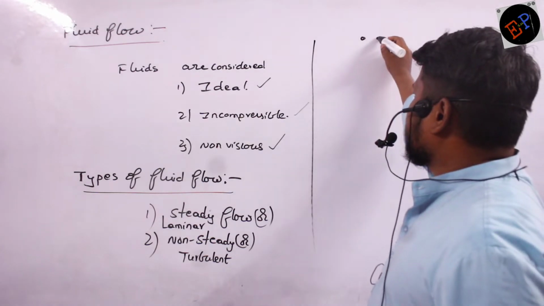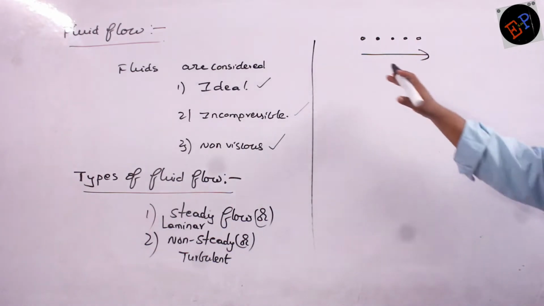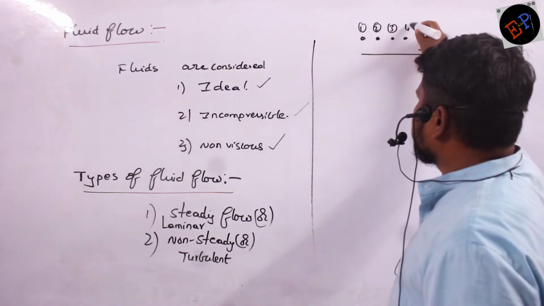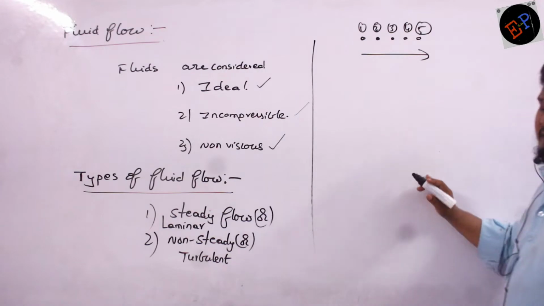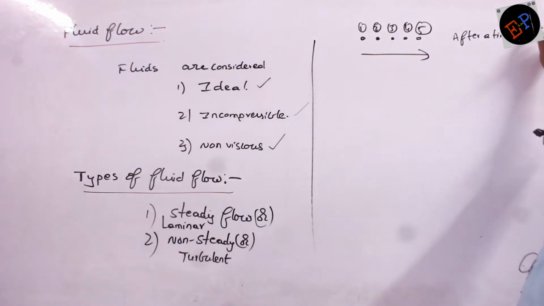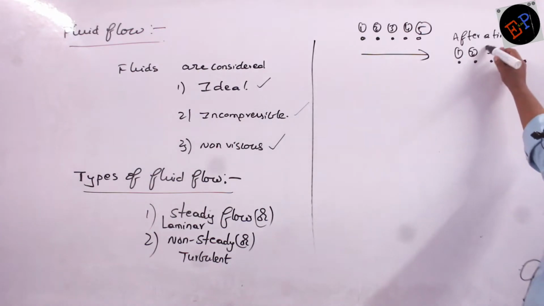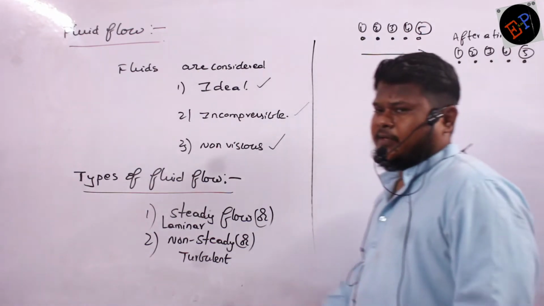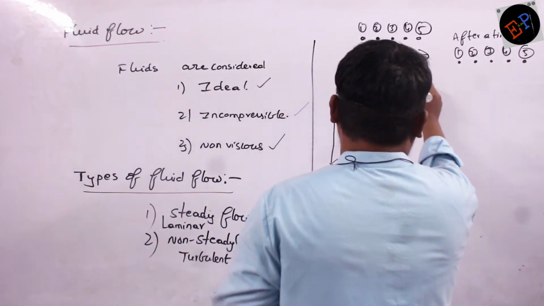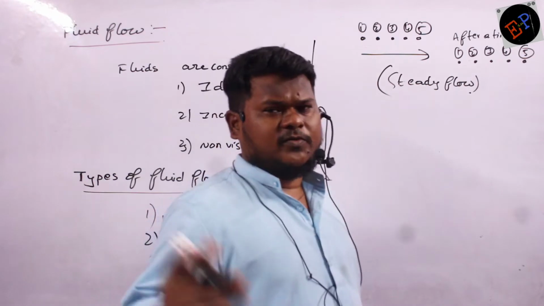Let us say, see, ma'am. So all the molecules, consider they are moving like this. Water molecules or any fluid molecules or liquid molecules, they are moving like this. Okay, ma'am? So this is particle number 1, this is particle number 2, this is 3, this is 4, and this is 5. All of them are moving in this direction. So after a time of t, okay, ma'am? After a time of t also, the arrangement of these molecules will never change. So 1, 2, 3, 4, 5, they are moving in the same fashion. Then this type of flow, I can call it a steady flow. It means the arrangement of the molecules is not changing. They are moving in the same fashion.